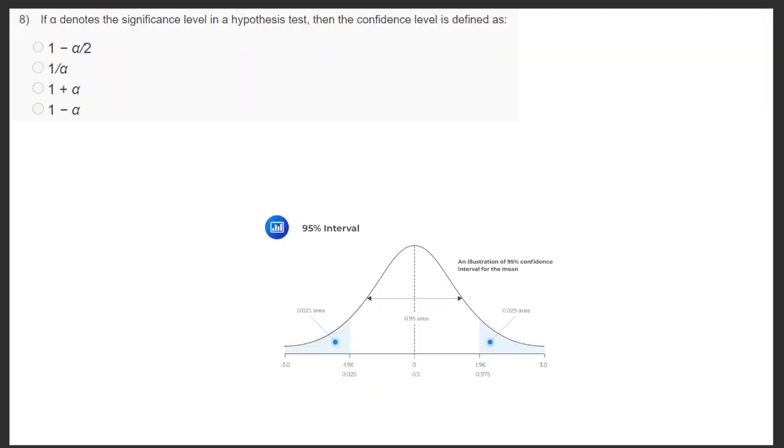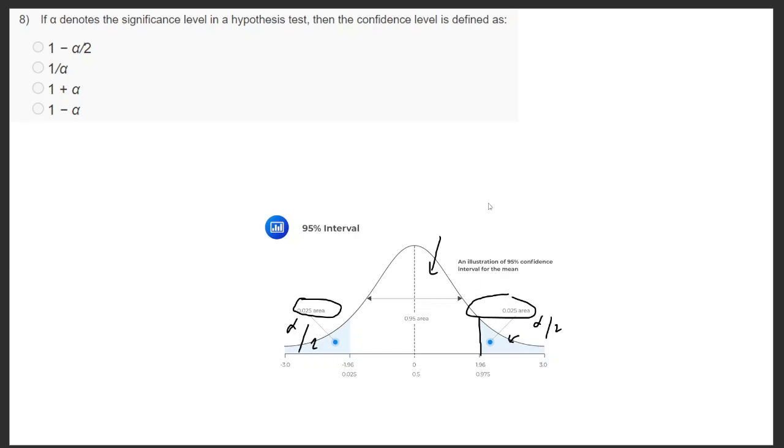Coming to the 8th question. If alpha denotes a significance level in the hypothesis test, then the confidence level is defined as, okay, the significance level is this one, alpha. When it is a symmetrical curve, it is alpha by 2 on both sides. Since alpha is equal to 0.05, here they have distributed as 0.025 and 0.025. So the remaining 95% area is the spread from the mean. So this is called the confidence interval.